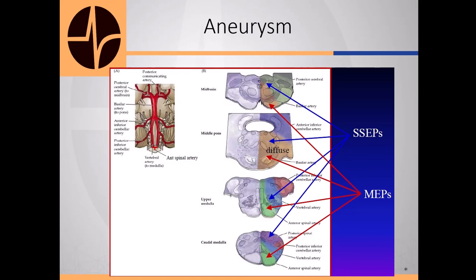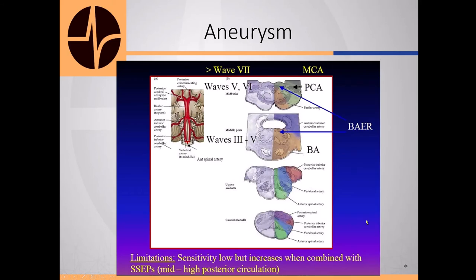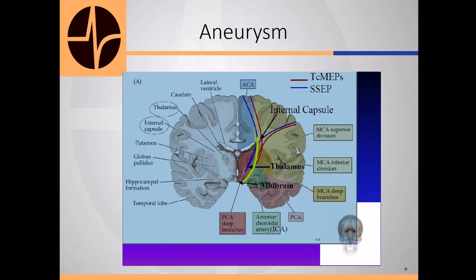So this is just the circle of Willis here, aneurysms, and where you might do SSEPs or MEPs. For these aneurysms, you might add brainstem auditory evoked potentials. Just another view of it, that you want to do motors and you want to do SSEPs. Pretty much looks the same everywhere, doesn't it?